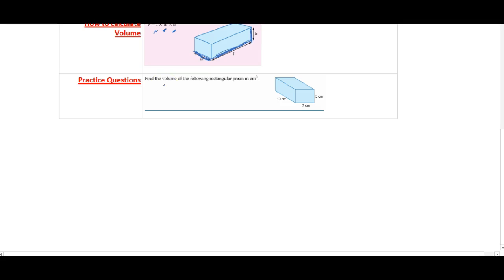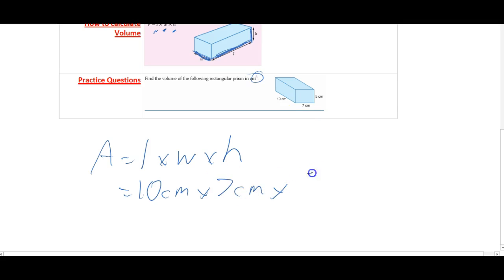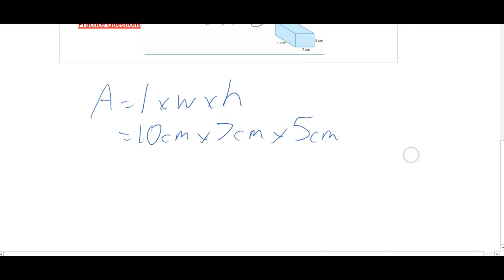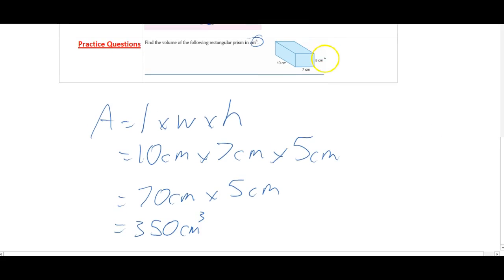Find the volume of the following rectangular prism in centimeters cubed. The volume equals length times width times height. My length in this case is 10 centimeters, my width is 7 centimeters, and my height is 5 centimeters. I'll calculate these here. I can break it down into two parts: 10 times 7 is 70 centimeters, times 5 centimeters. 70 centimeters times 5 centimeters gives me 350 centimeters cubed. So that's the volume of this rectangular prism.